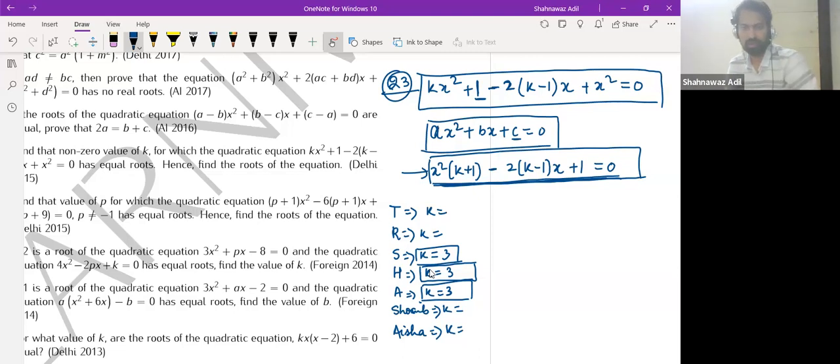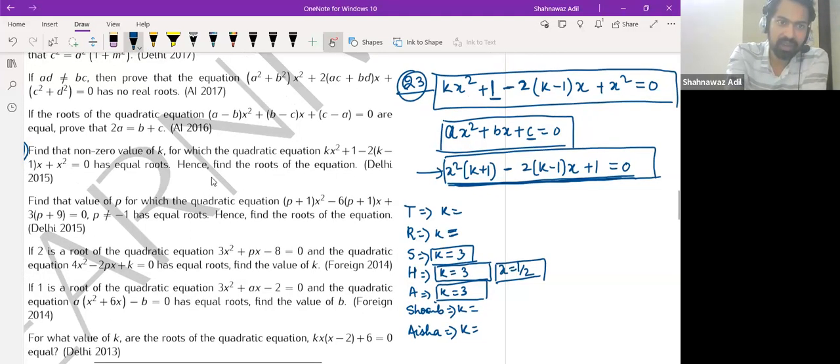Yes, so k is 3 and Harshit is getting x equals half. Because this is asking to find the roots of the equation, and this has equal roots, so x equals half. So we have to find alpha and beta type questions, right? No. So we have to find k first, right?